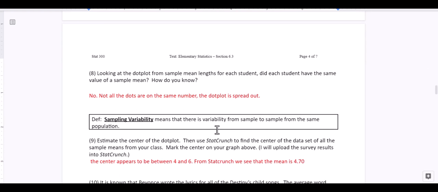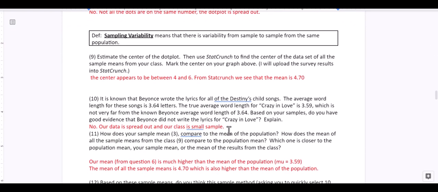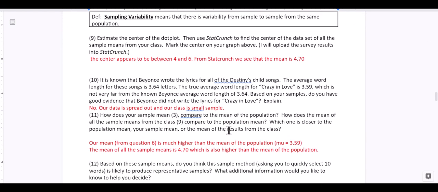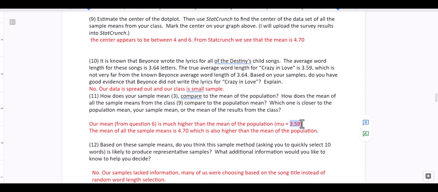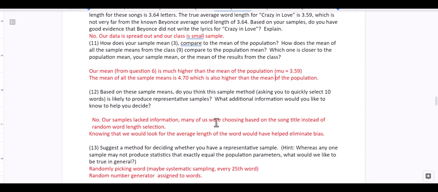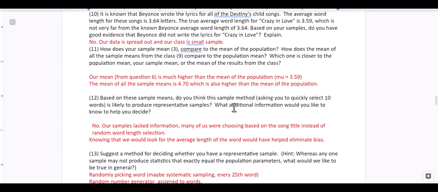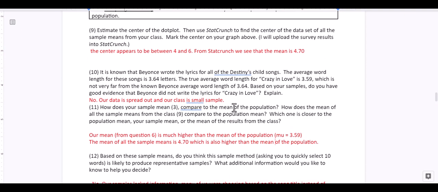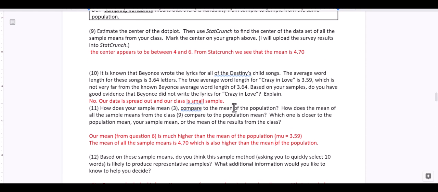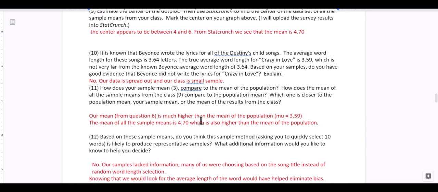And so think about your own mean, the one that you submitted on the survey. How does that compare to the 3.59? So based on these sample means, do you think the sample method asking you to quickly select 10 words is likely to produce representative samples? What additional information would you like to know to help you decide?